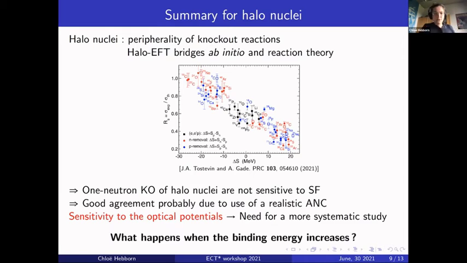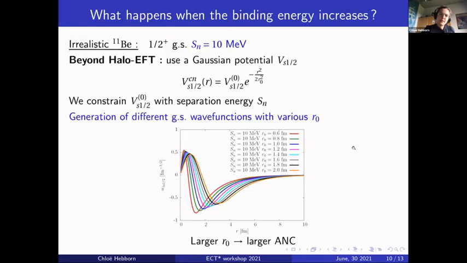So during the last minutes, I would like to address what happens when the binding energy increases. So when you go down and right. To investigate this case, we went completely beyond the halo EFT idea. So this is not halo EFT. We just consider an unrealistic beryllium 11 bound by 10 MeV. So we are not dealing with a halo nucleus anymore. And we just use a Gaussian potential that we fit to reproduce the separation energy. So here it's chosen at 10 MeV.